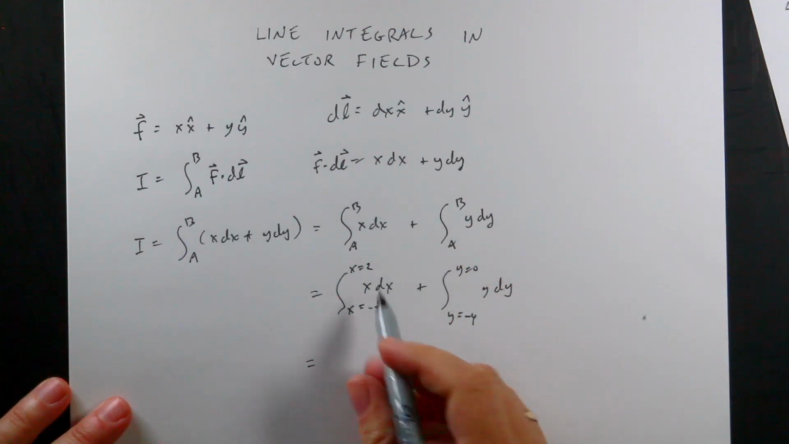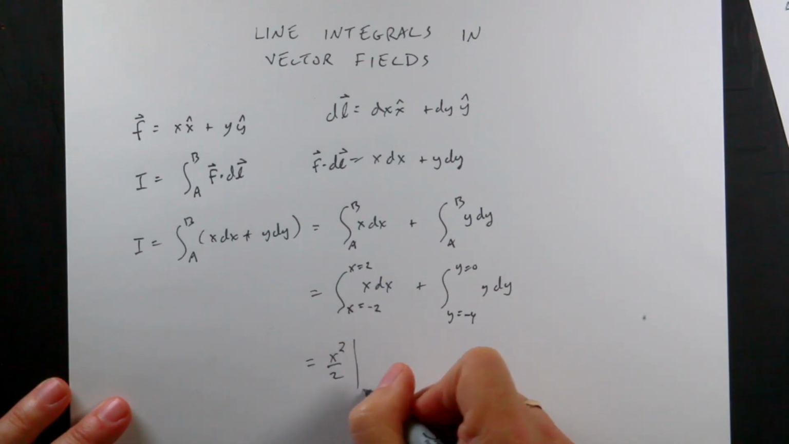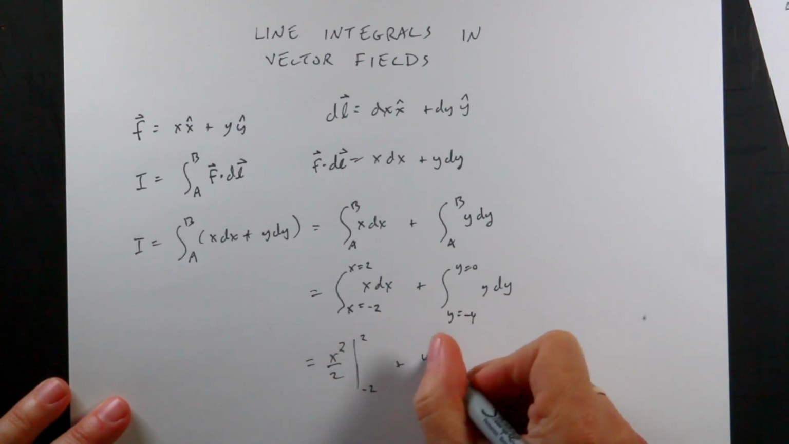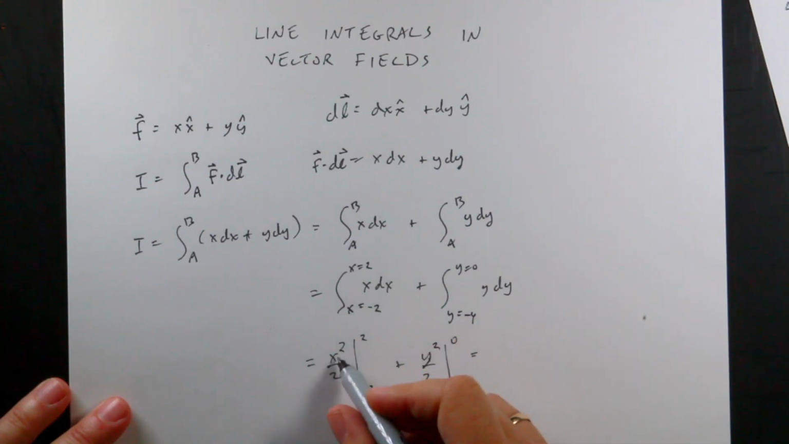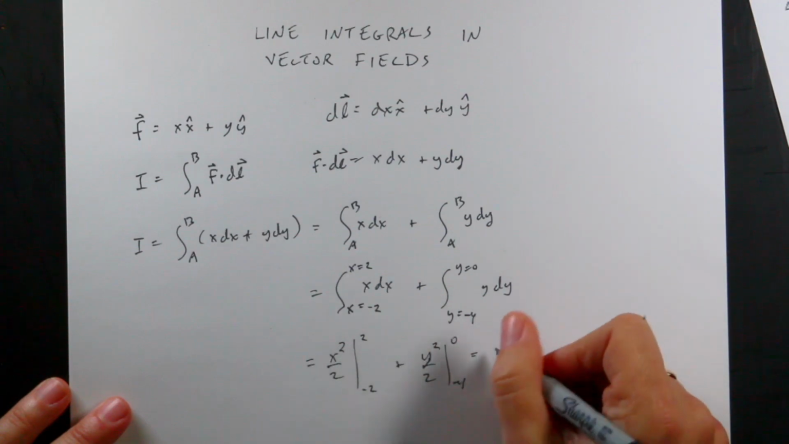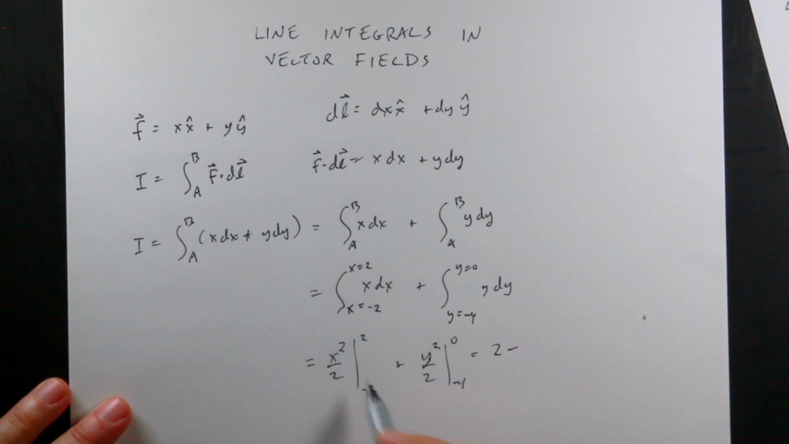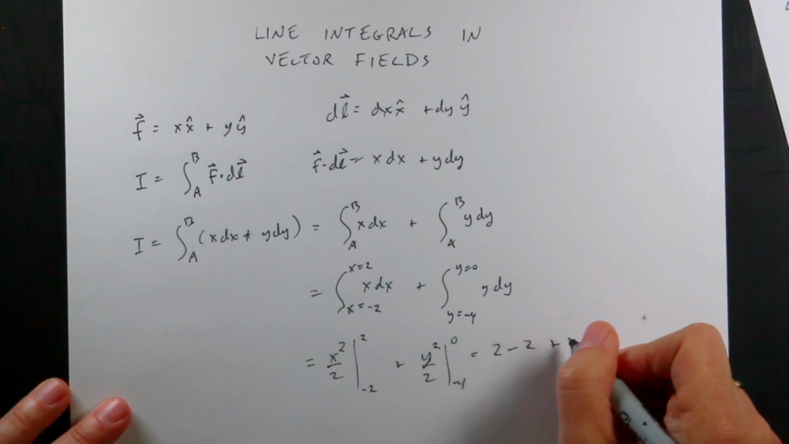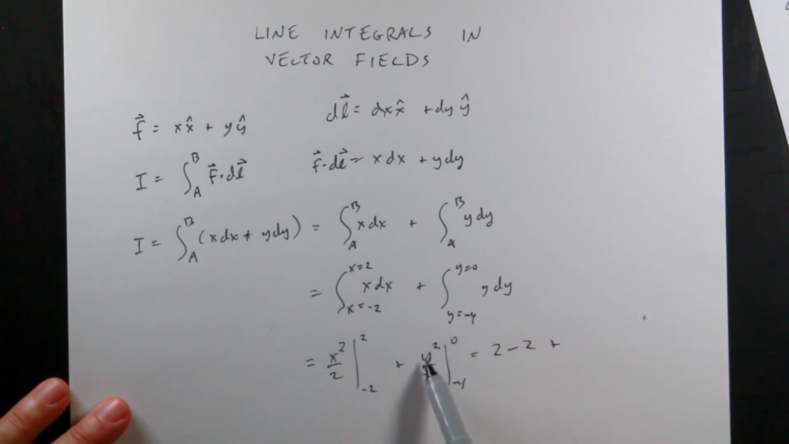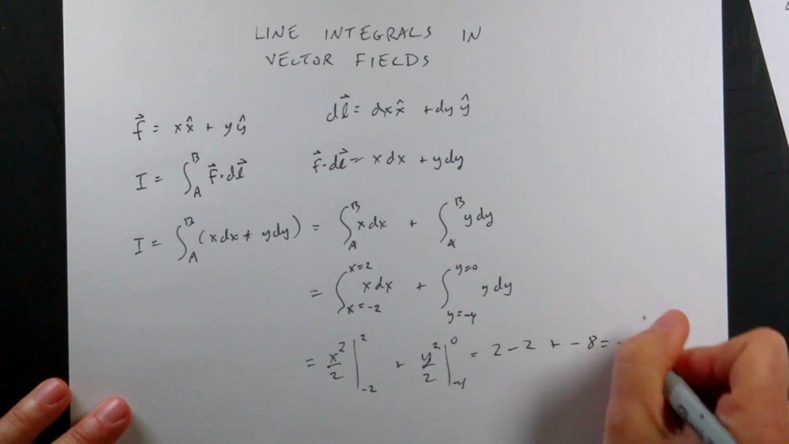And if I integrate those, I get x squared over 2 from -2 to 2, plus y squared over 2 from -4 to 0. Okay, so I'm going to write this out. It's going to be 2 squared, which is 4, divided by 2, so that's 2, minus -2 squared, which is 4, divided by 2, which is also 2, plus 0 squared, which is 0, minus -4 squared, which is 16, divided by 2 is 8. So I get -8. So the answer is -8.